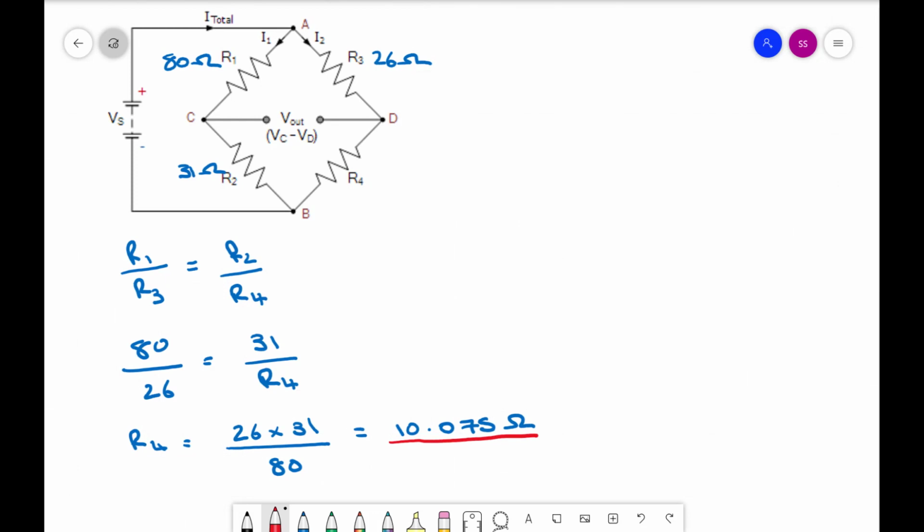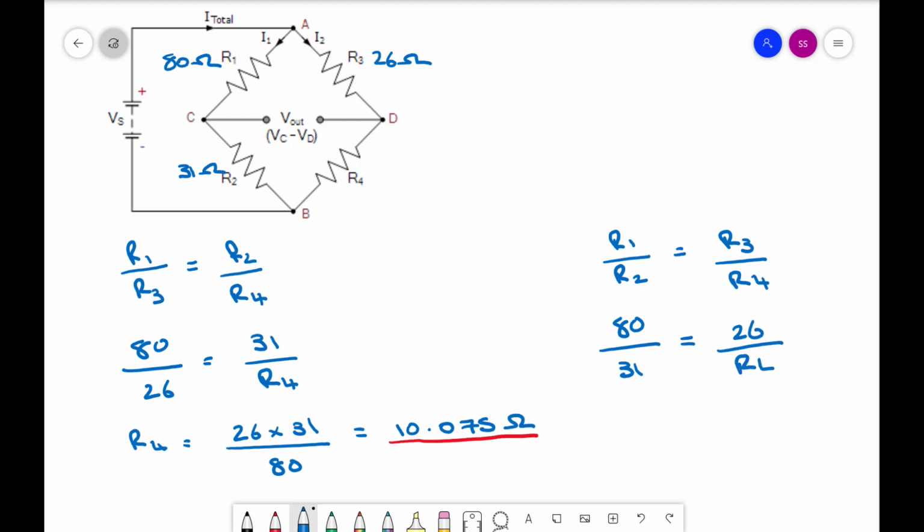For example, we could choose to compare left to right. If you did it that way, let's see what happens. So left to right would be R1 over R2 would be equal to R3 over R4. Plug the values in again. That's 80 divided by 31 is equal to 26 over R4. Rearranging for R4, we'd end up with 31 times 26, all divided by 80.